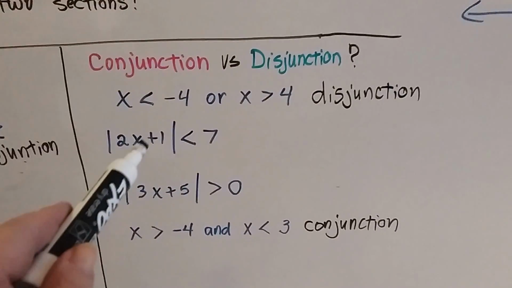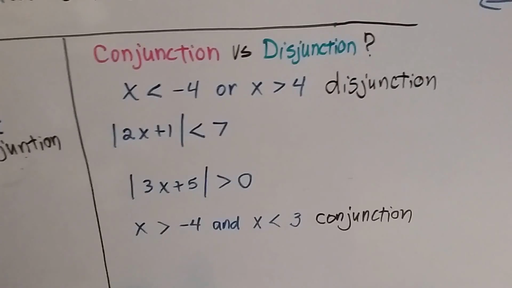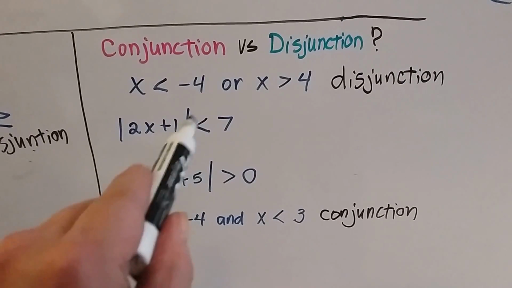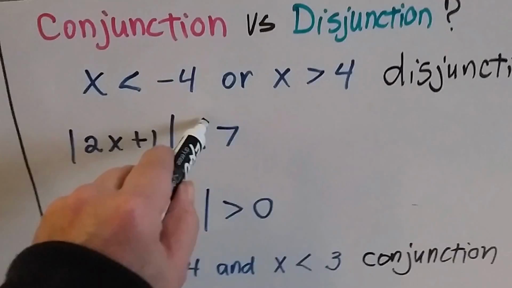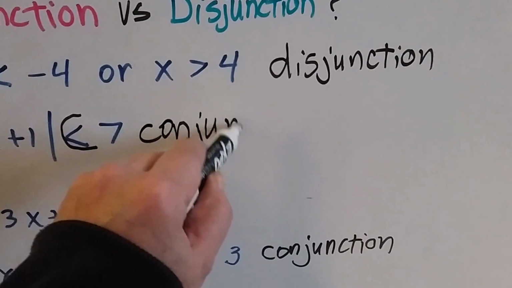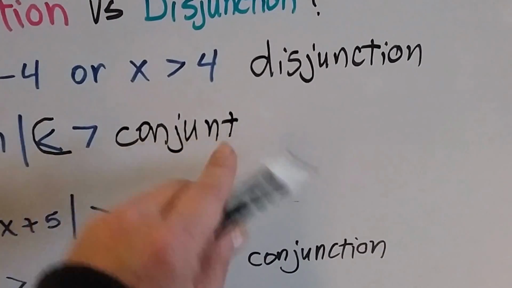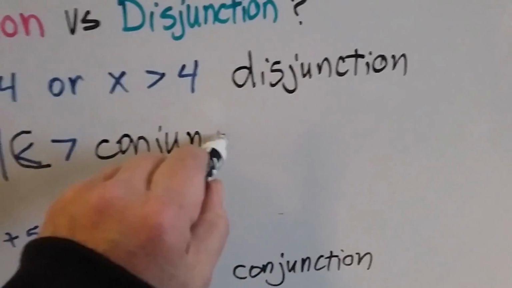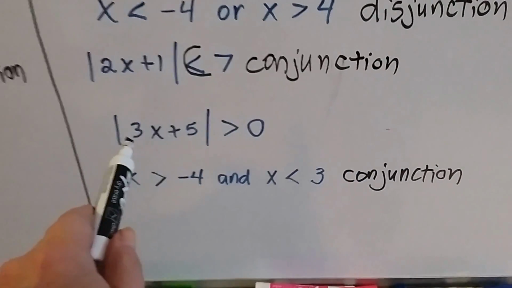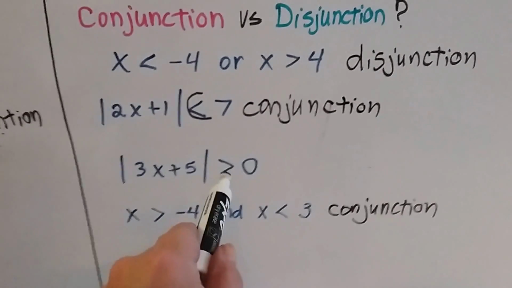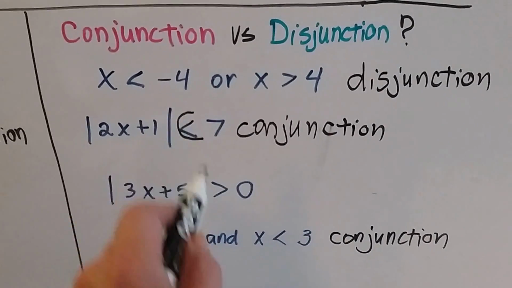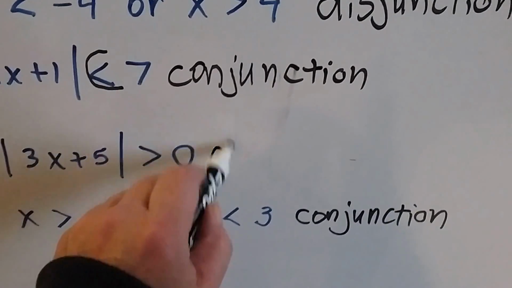Now, do you remember conjunction versus disjunction? Which way is this sign facing for the 7? Is it facing the same way that the letter C faces? Yes, it is. It's kind of going like the letter C, isn't it? So that's a conjunction. And look at this one. Which way is the inequality sign facing? So that's a disjunction, isn't it? It's not facing the same way as the letter C like conjunction. So this is a disjunction.